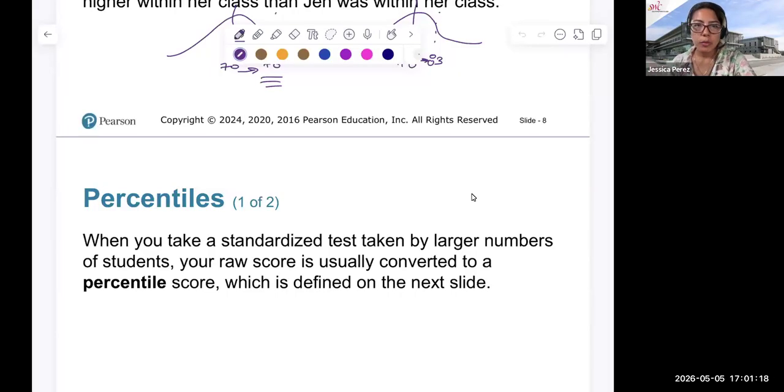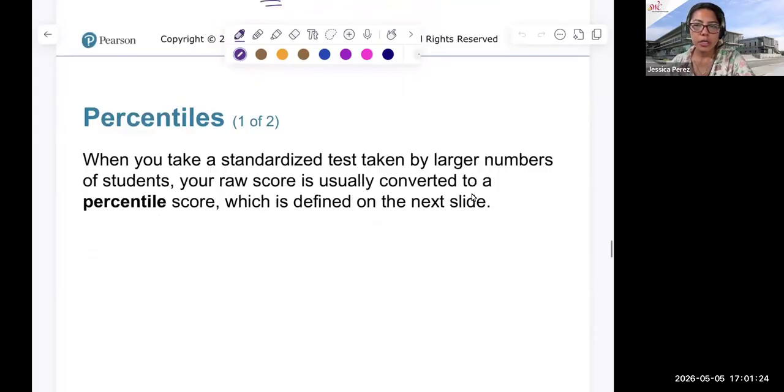Hi, everyone. Welcome to section 12.4. This is the remaining part of section 12.4. We're going to be talking about percentiles.